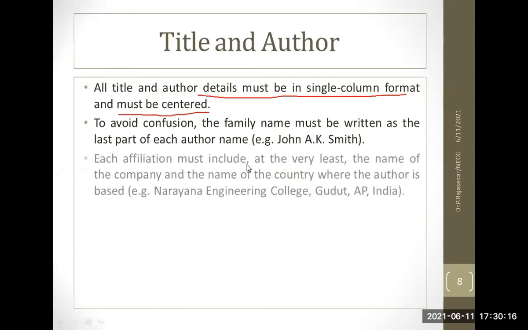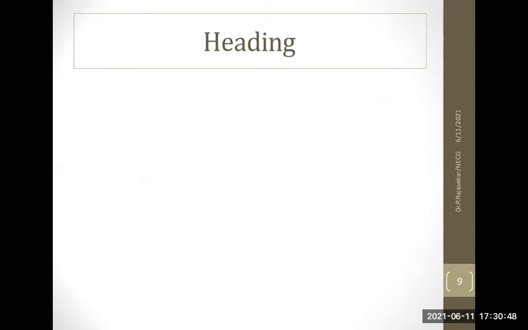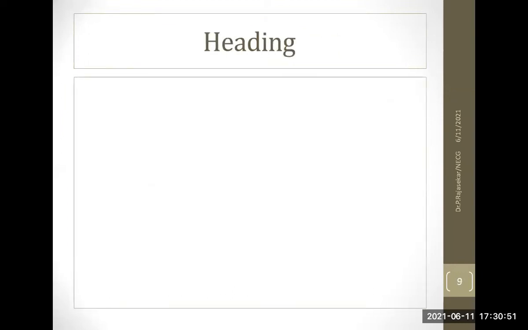So in the application, you have to give all the details. Department of ECE, Narayana Engineering College, Gudur, AP, India. An email address is compulsory for the corresponding author. It is not mandatory for all authors. You should give the first member's email address, and that is enough.